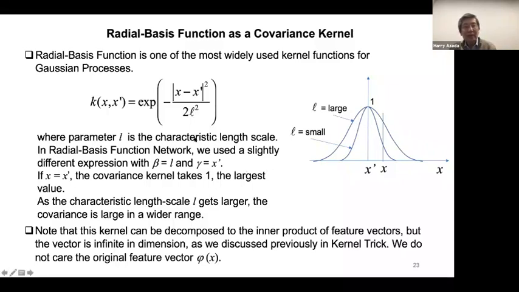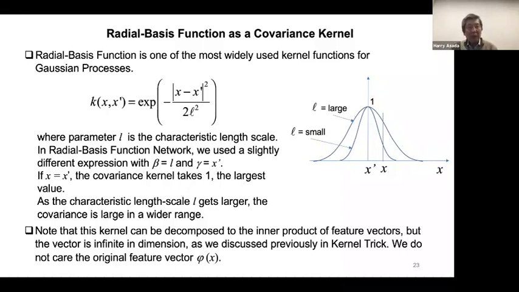One interesting property of this is when x equals x prime. These two are the same. So x prime is usually the center point, right? And x is on top of the center point. The distance is 0. Then these two points are closest, and the value of this kernel is 1.